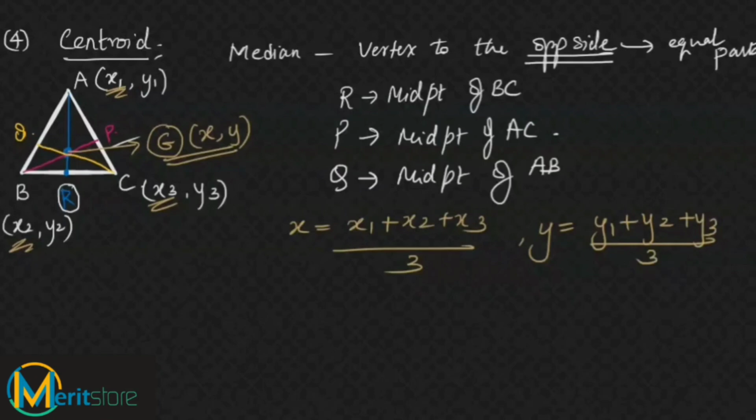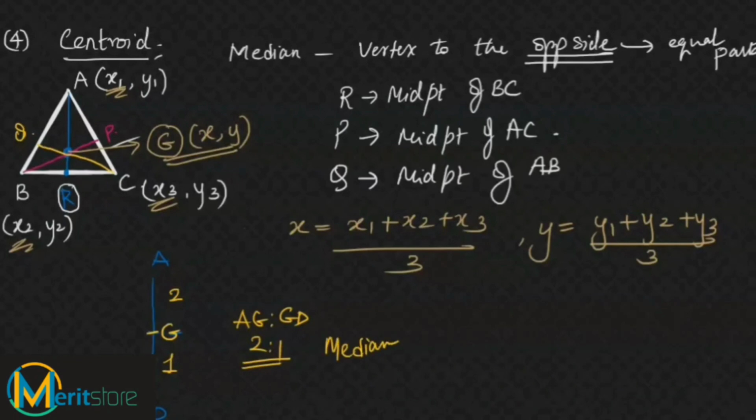This centroid that you see, I'm just going to draw that separately here. This is A, this is D, and this is the centroid G. This centroid that you see, this point is dividing the line AD in the ratio 2:1. So AG is to GD, the ratio is 2:1. Always, this is applicable for all medians. So the centroid formula is this, and the points R, P, and Q become the midpoint of the respective sides that it's bisecting.